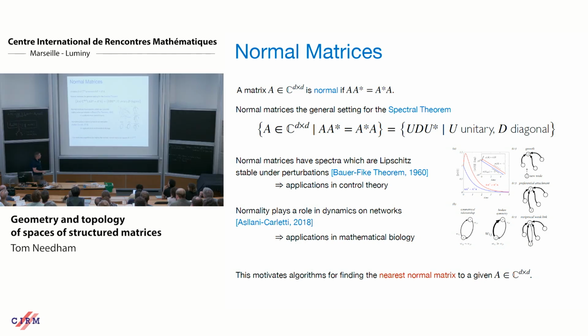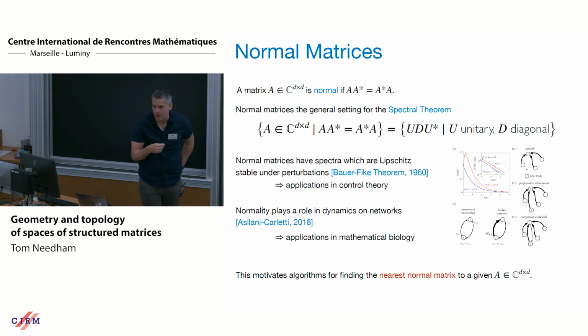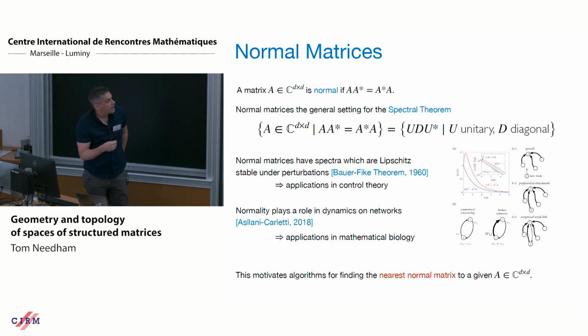From an applications perspective, people care about these. They have particularly nice spectral properties, so that their spectra are Lipschitz stable. People use this in control theory. This is also used in mathematical biology, because normality somehow governs dynamics on networks.